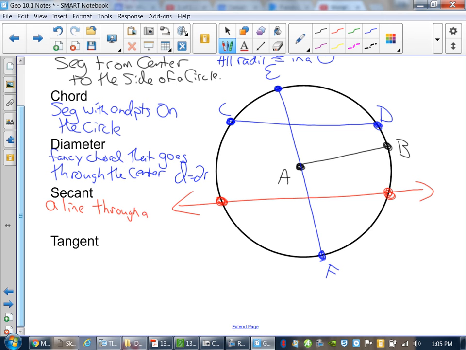Does it matter if it goes through the center? Nope, not at all. It does not matter if it goes through the circle. What matters is that it touches the circle in two spots. You said, oh, I meant the center.